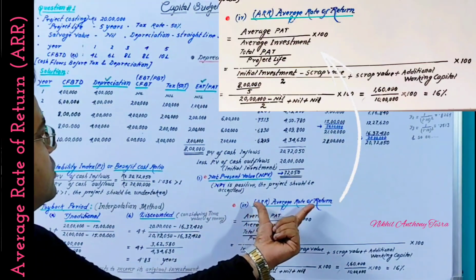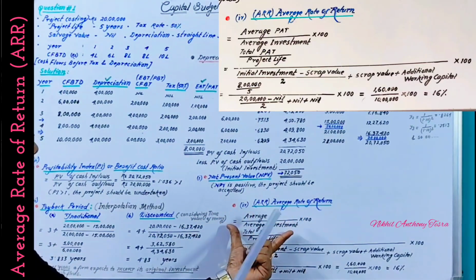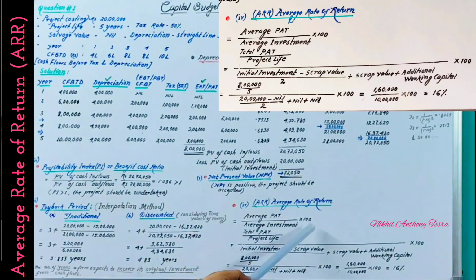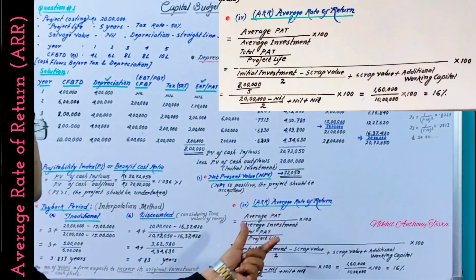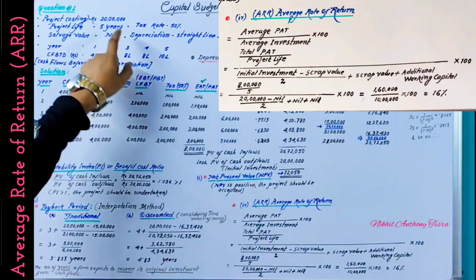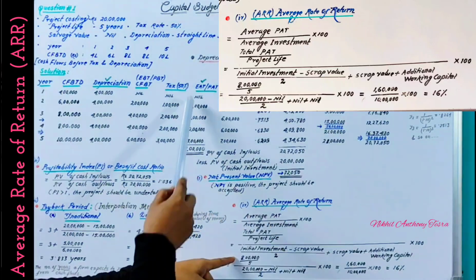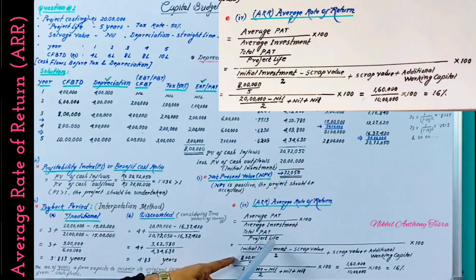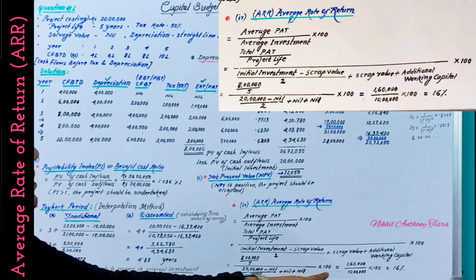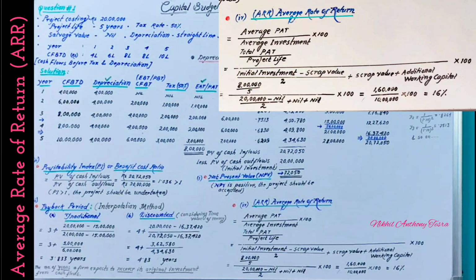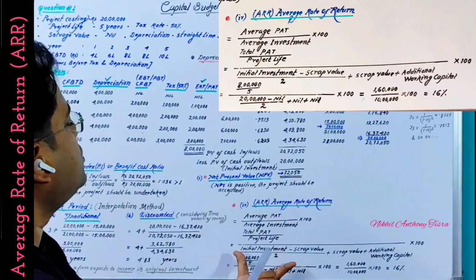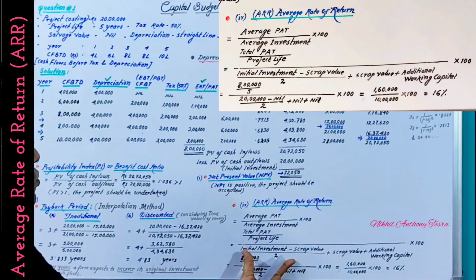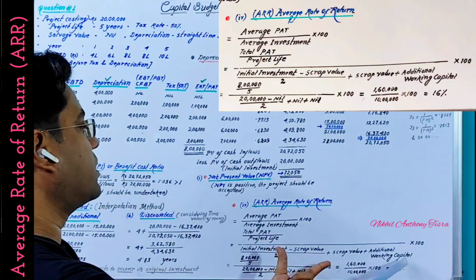Next is the average rate of return or ARR. ARR equals average PAT divided by average investment into 100. Average PAT means total profit after tax divided by the project life of 5 years. So total PAT is 8 lakhs divided by the project life of 5 years. So it comes to 1,60,000. Average investment means the formula is initial investment minus scrap value, divided by 2, plus scrap value plus additional working capital.